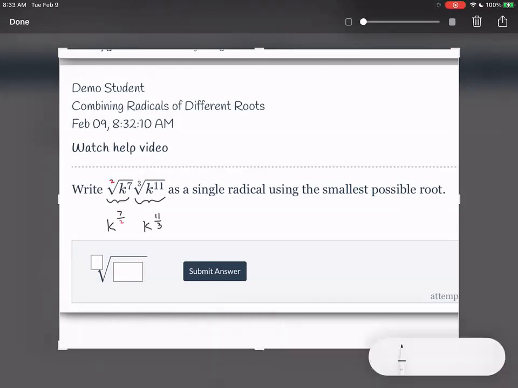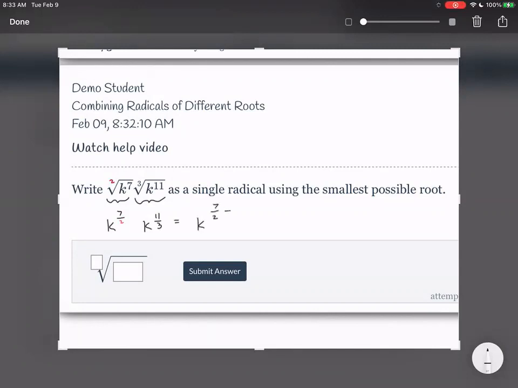Okay, so we have k to the power of 7 halves multiplied by k to the power of 11 thirds. This one is a little different from the previous problem, because the previous one had a radical inside a radical, which means we had to multiply the fractional exponents. This one, they're just being multiplied together. Your exponentials are being multiplied together, so we just have to add our exponents.